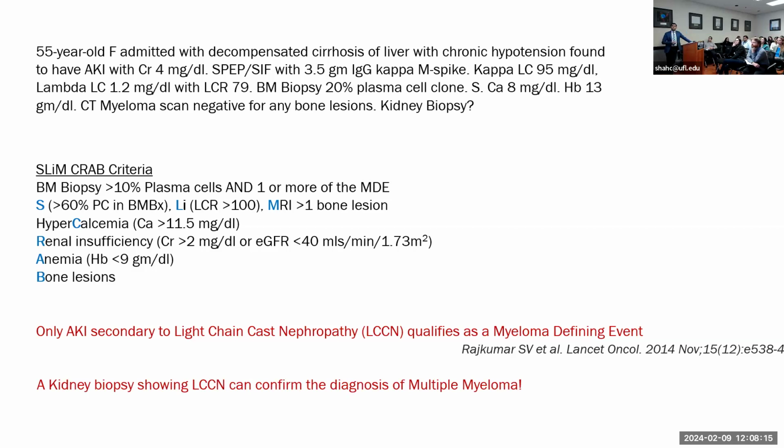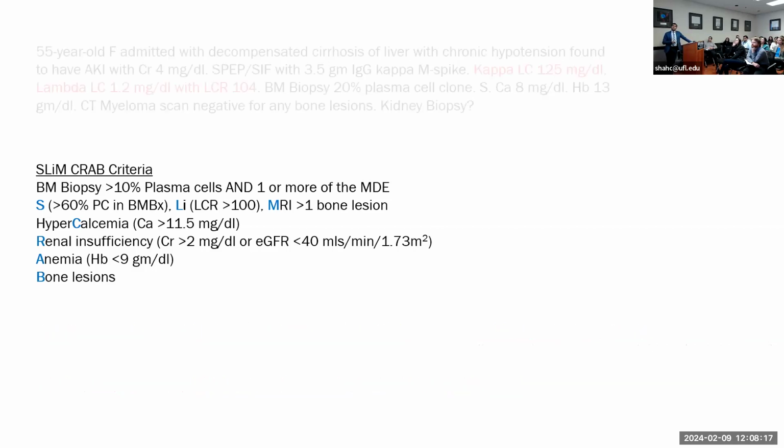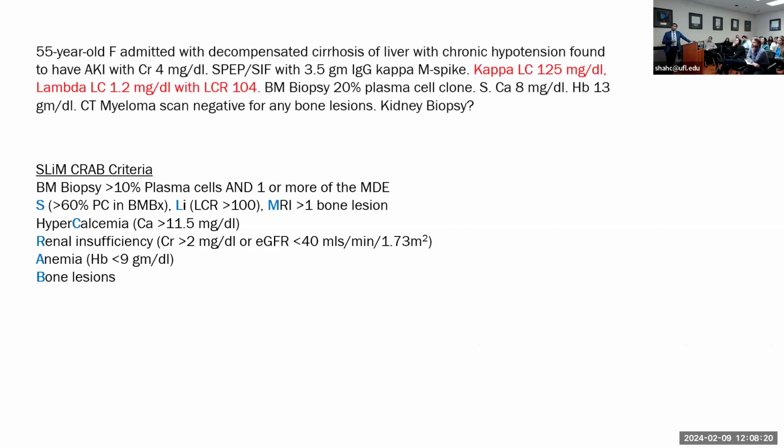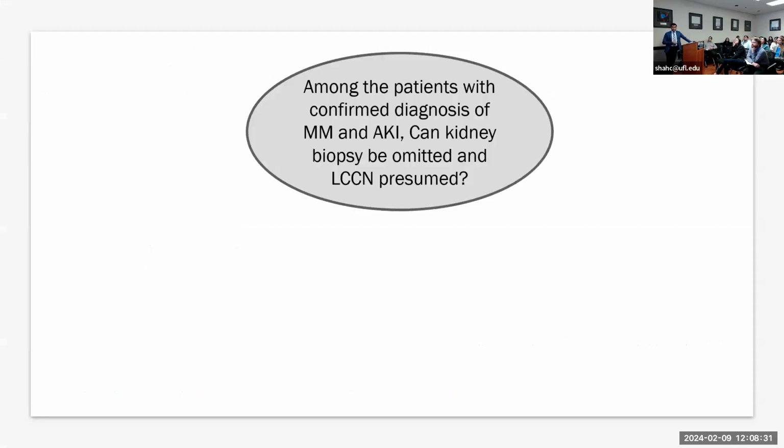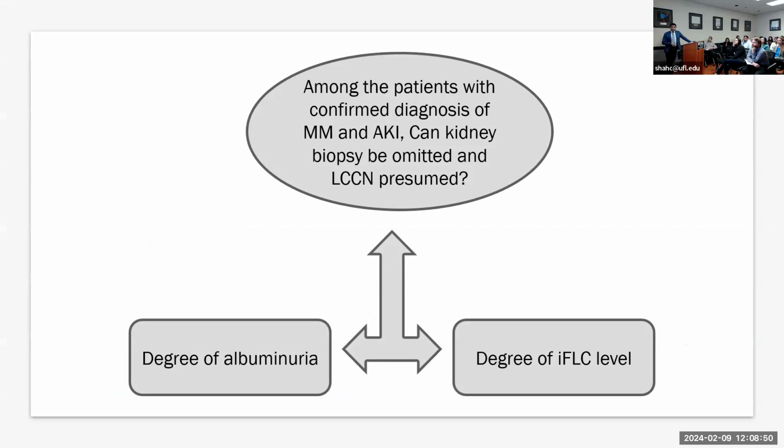Now, let's say we have a patient already diagnosed with multiple myeloma. So let's just replace the numbers: the patient has a light chain level of 125 with a ratio of 104. That will define the patient as already having multiple myeloma. In this situation, do we need to do a kidney biopsy, should we consider one, or can it be omitted? In other words, the patient has a confirmed diagnosis of multiple myeloma and has acute kidney injury. Can the kidney biopsy be omitted and can we presume light chain cast nephropathy in these patients? So there are 2 approaches proposed by the International Myeloma Working Group, and I'll review the evidence behind each.